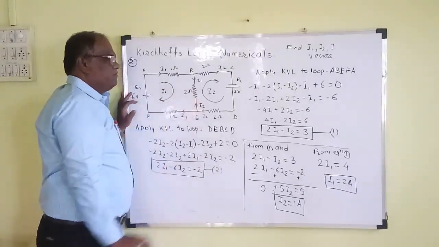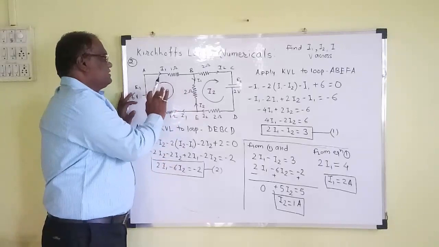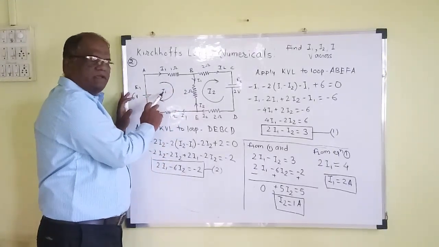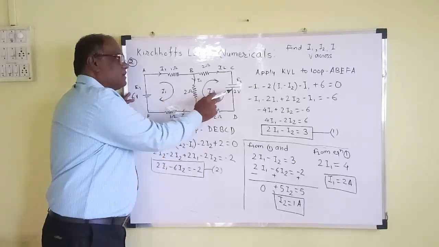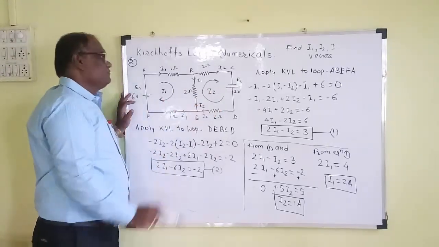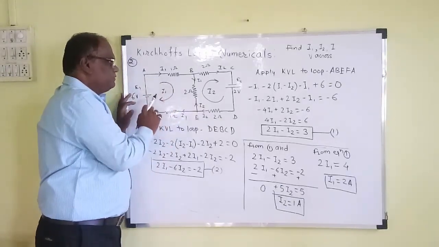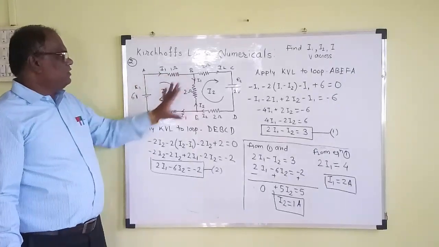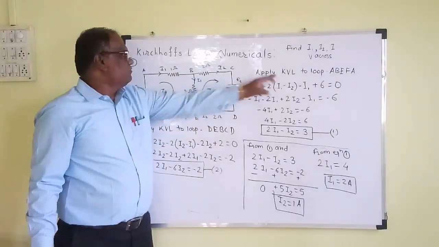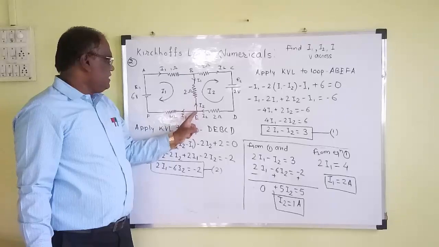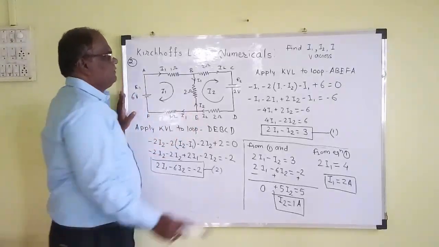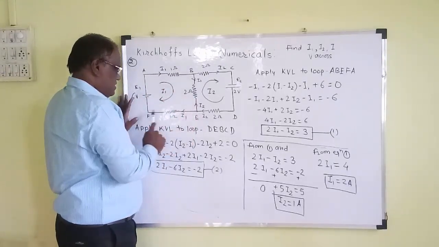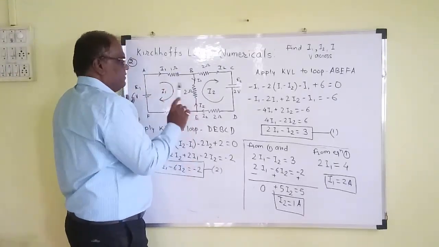Hence, be cautious. Let us suppose that I1 is the current supplied by the battery E1, and I2 is the current supplied by the battery E2. This is the first loop, and this is the second loop. Now apply Kirchhoff's voltage law to the first loop, A, B, E, F, A. See here, A, B, E, F, A for this loop.